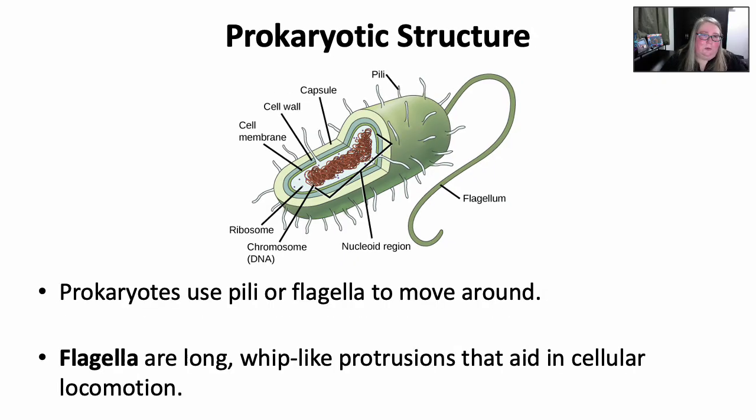Okay, now what we're going to talk about on this slide are the motility structures of prokaryotes, or how they move. Motility just means movement. Prokaryotes have two motility structures, called the pili and the flagella. They use both of these to move around. The flagellum is the easiest thing to identify on any cell. It's a long whip-like protrusion attached to the cell. Depending on what type of cell it is, it will either beat back and forth or rotate.